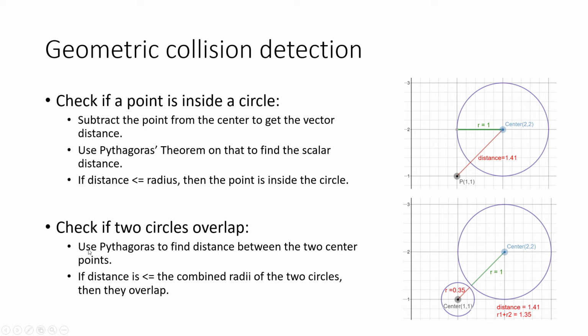Now, let's just quickly go over that again. Use Pythagoras to find the distance between the two center points. If that distance is less than the combined radii of the two circles, R1 plus R2, then they do overlap. Otherwise, they don't.